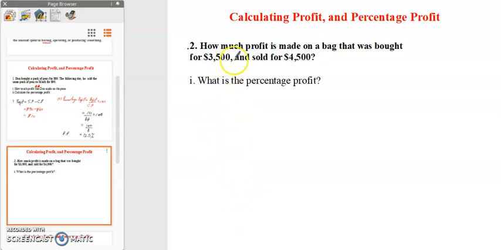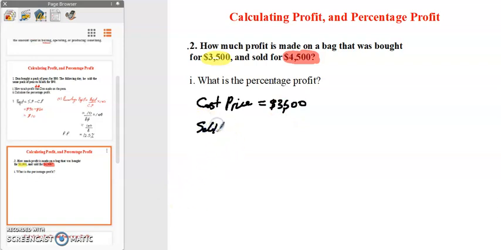Alright, how much profit is made on a bag that was bought for $3,500 and sold for $4,500? Pay attention to these two prices. Yes, those prices are important. So it wants to know the profit. So the bag was bought. Bought sounds like the cost price. So the cost price was $3,500. That was the cost price.